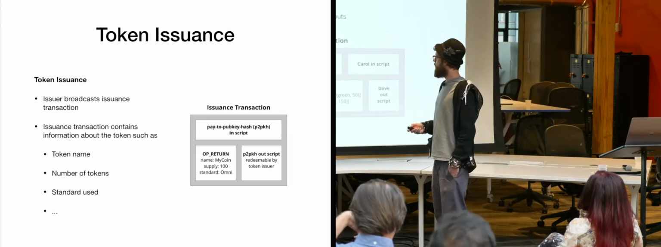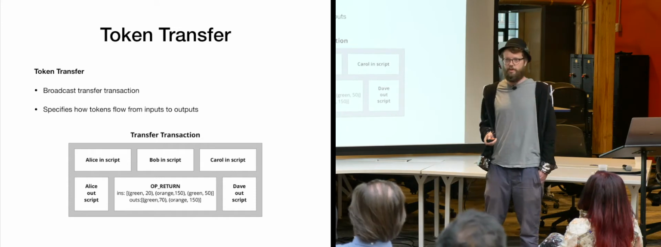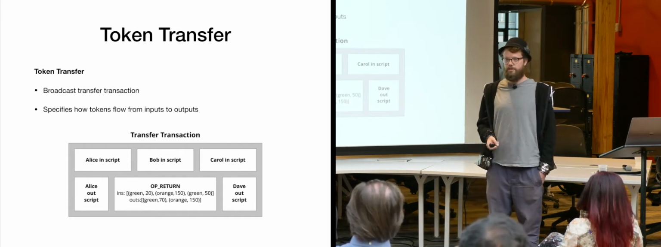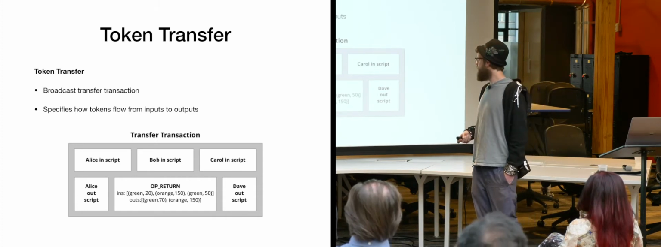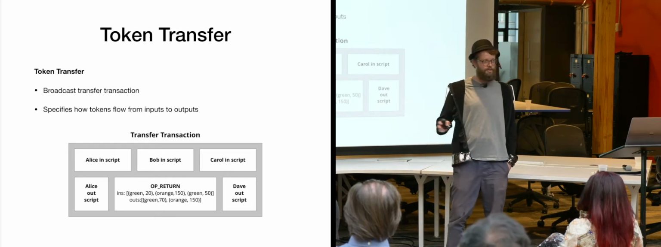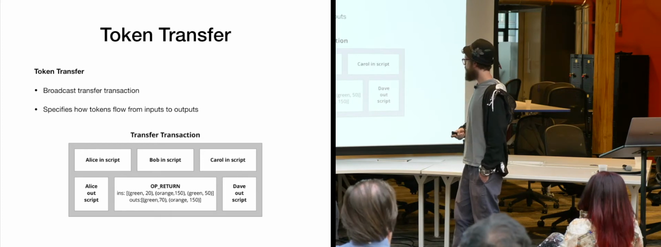Now, to transfer a token from one user to another, it's again pretty simple. All the sending user needs to do is broadcast a Bitcoin transaction that specifies how the tokens flow from input to output. All of these different token standards have defined different ways of specifying these flows.